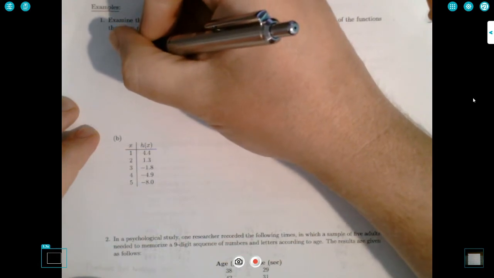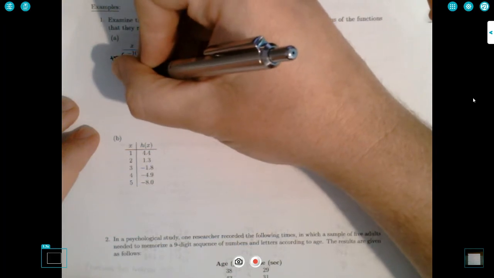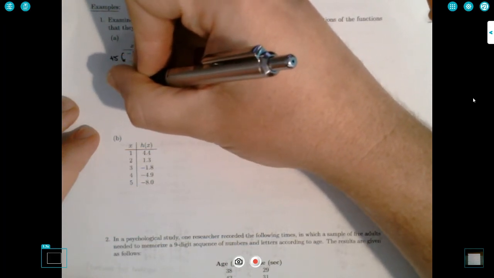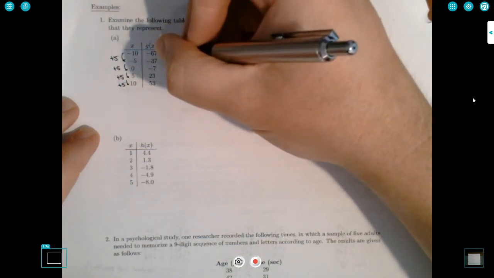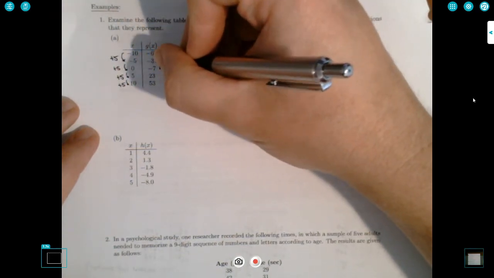This says, examine the following tables and create a formula for each to express the actions of the functions that they represent. Okay. So in part A, it looks like my inputs are increasing by 5. And meanwhile, my outputs, to get from negative 67 to negative 37, you have to add 30, right? And here you have to add 30 to get from negative 37 to negative 7.